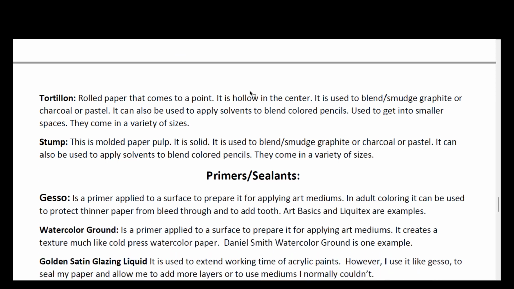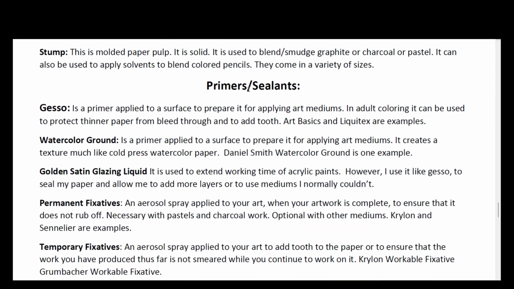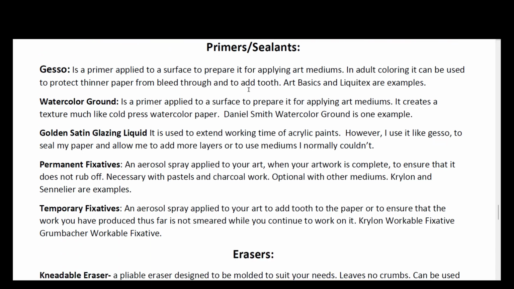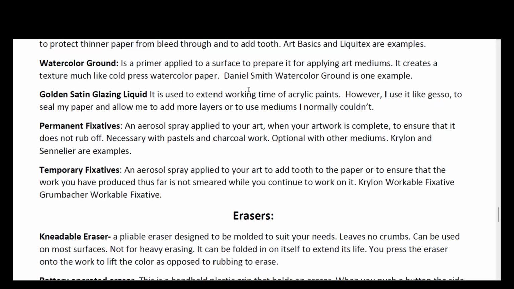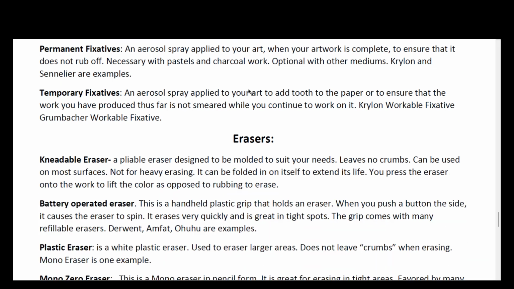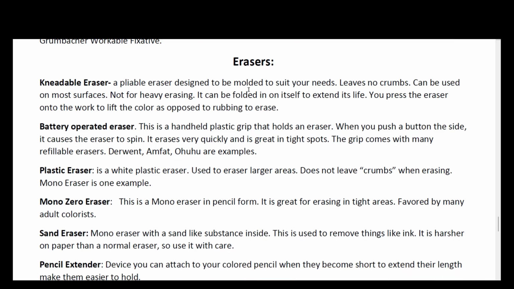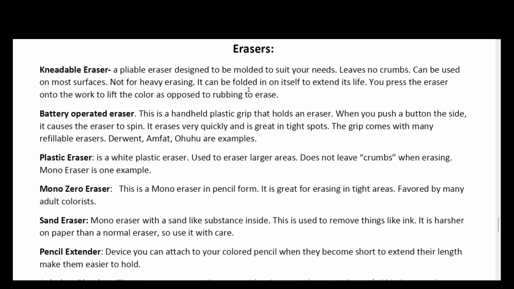Tortillon and stump. Gesso, watercolor ground, Golden satin glazing liquid, permanent and temporary fixatives. When and where to use those, pros and cons of them. Once again, it's not an end-all, just a good starting point.